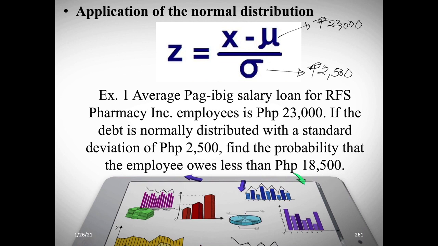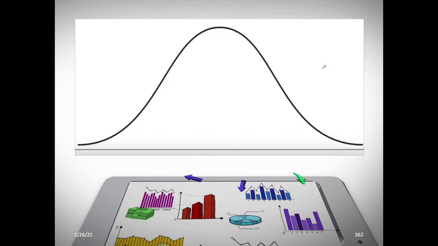Now, we should find the probability that the employee owes less than 18,500. So, considering we have 23,000 mean and 2,500 standard deviation, what is the percentage that a specific employee from that company, from RFS Pharmacy Incorporated, owes less than 18,500? What is the percentage of that? Alright, I hope nakuha ninyo yung problem.